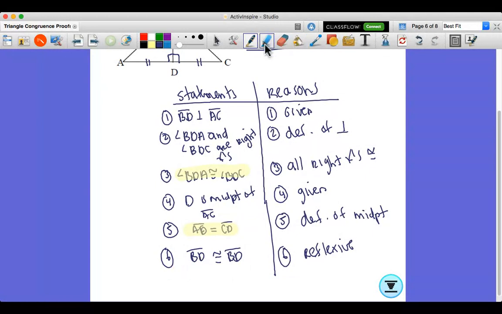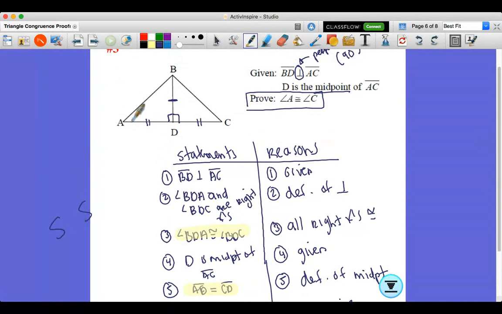So my triangles have to be congruent if I'm proving that part of the triangle is congruent. So let's go with this. I've now got three things. I have two sides and an angle. Is the angle between them? Yeah, it's the angle where they meet. So side, angle, side.